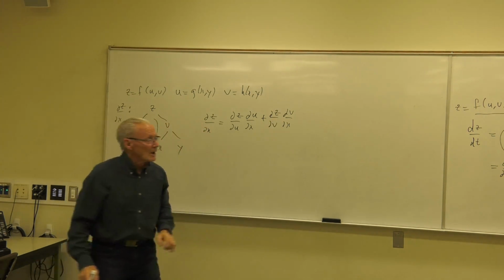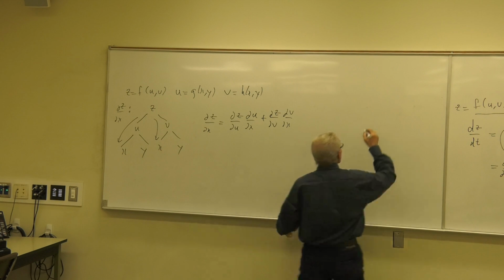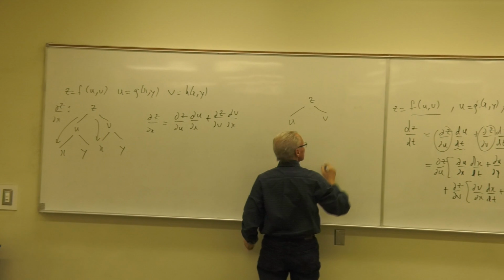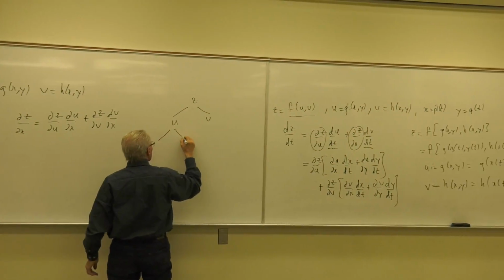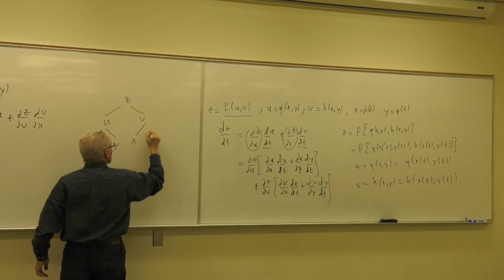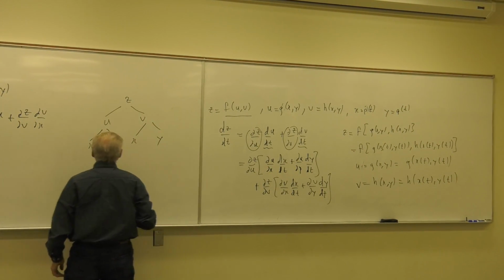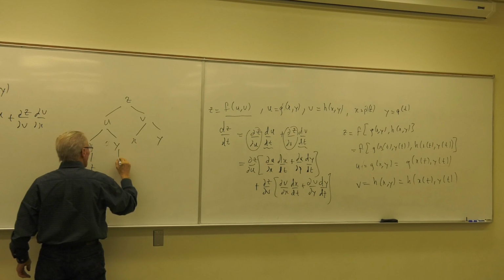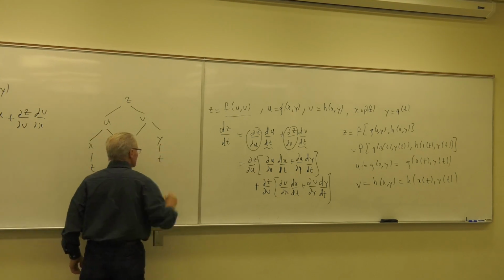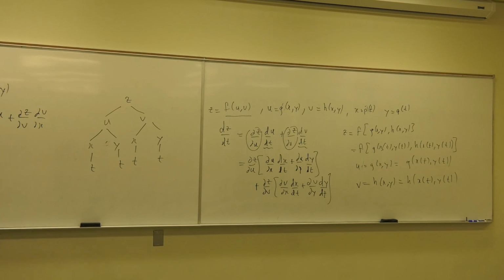Right. Let's do that. At the top we have z as a function of u and v. We know that u is a function of x and y. We know that v is a function of x and y. And we know that x is a function of t, and y is a function of t. So there's my schematic diagram. It's got an extra level compared to this one.